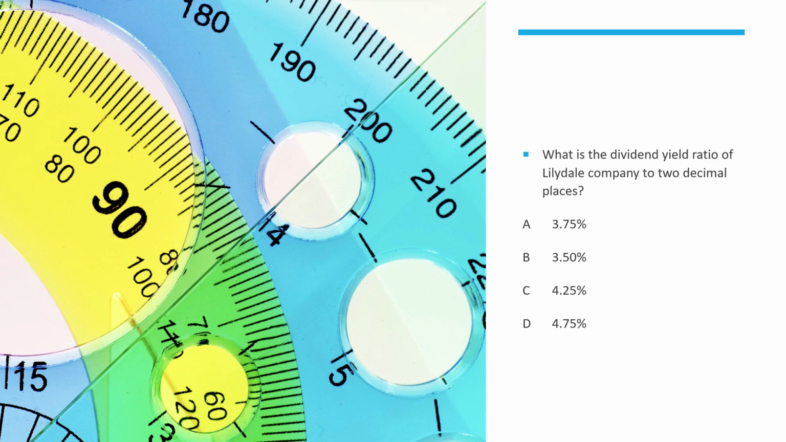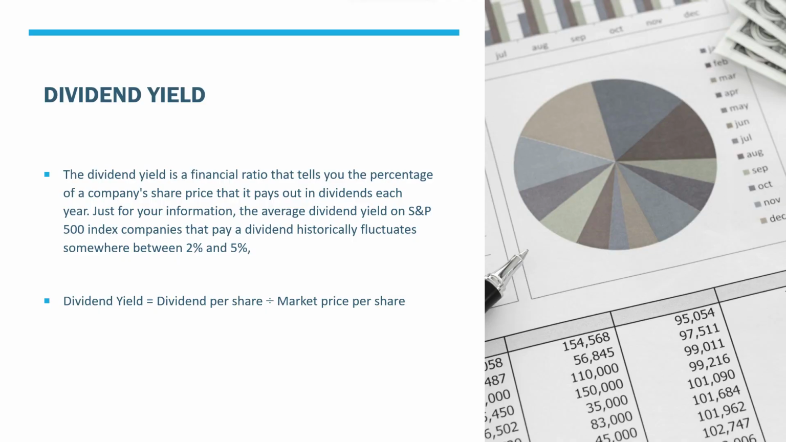To correctly answer this question, we need to understand the concept of a dividend yield ratio. The dividend yield is a financial ratio that tells you the percentage of a company's share price that it pays out in dividends each year. Just for your information, the average dividend yield on S&P 500 index companies that pay a dividend historically fluctuates somewhere between 2% and 5%. The next question is how a dividend yield ratio is calculated.